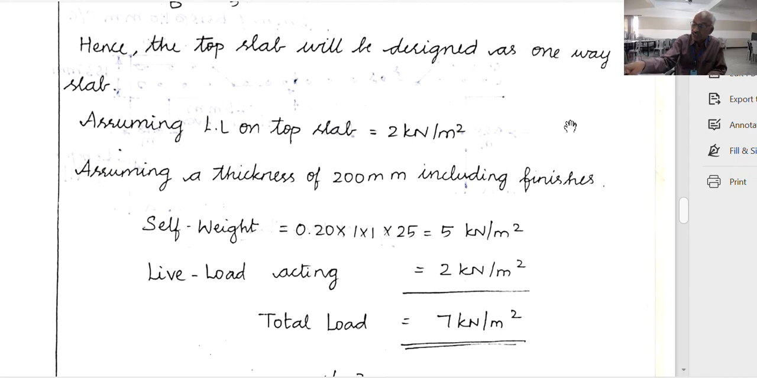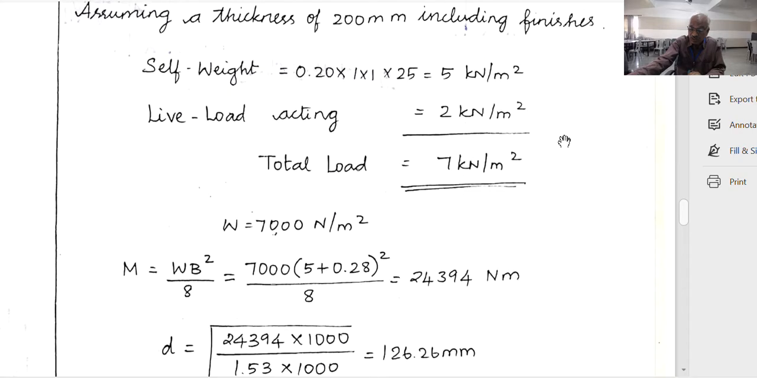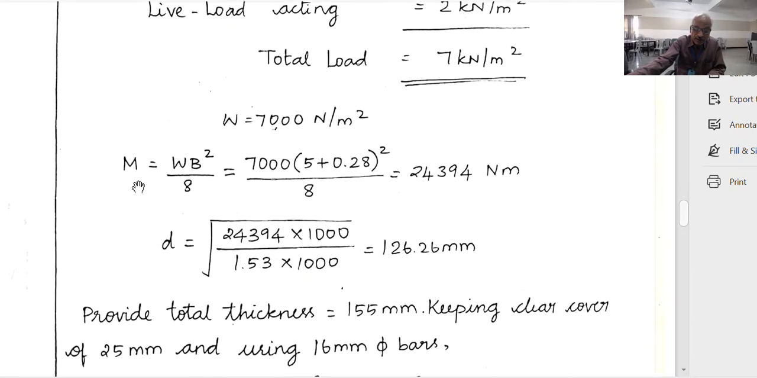Now, the live load on the top of the slab is 2 kilonewton per square meter. Self weight: we assume a thickness of 0.2 or 200 mm. So 0.1 meter by 1 meter into thickness, 0.2 into 25 kilonewton per meter cube unit weight of concrete. So that gives a total load of 7 kilonewton per square meter, live load plus self weight, 7 kilonewton per square meter.